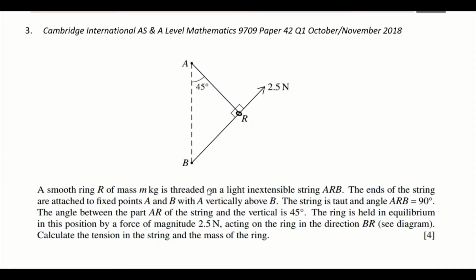Okay, so it's threaded on a light inextensible string. So you can see this is no mass, and the string also cannot stretch. The important thing that you see is that this is a string ARB. So that's why ARB is actually one string, it's not two. Okay, so something that you might want to write here is that the smooth ring has a mass of m kg.